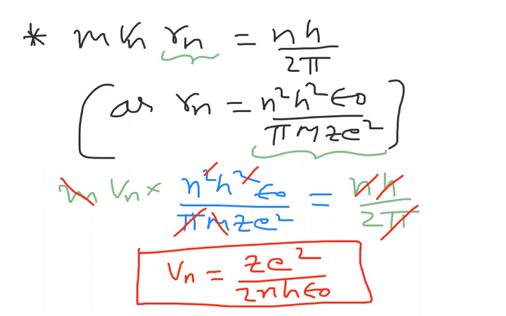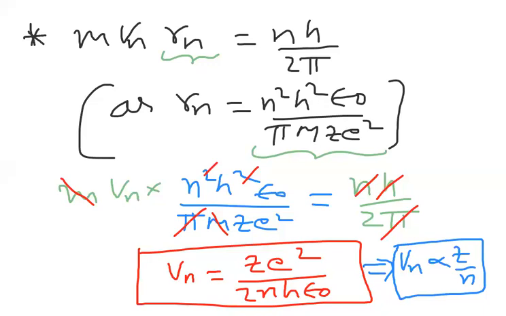So Vn is the speed of electron in nth orbit. Vn is proportional to Z by n. So now we got the expression for the speed of electron in nth orbit as Z e square by 2 n h epsilon naught. I will write it in detail.